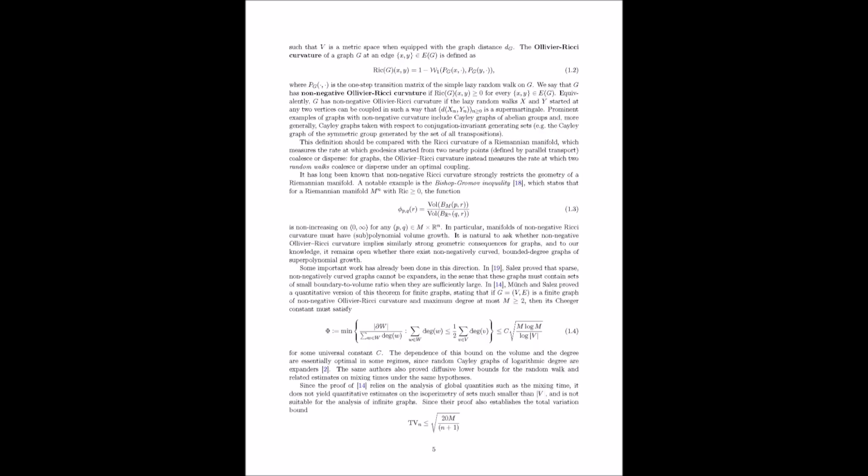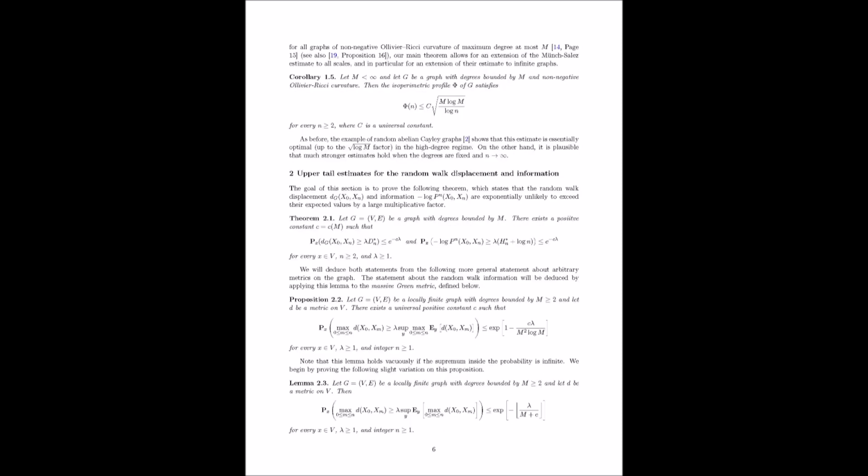Welcome back for another deep dive. Today we'll be tackling a paper with a pretty hefty title. Oh, yeah. A relation between isoperimetry and total variation decay with applications to graphs of non-negative Ollivier-Ricci curvature.